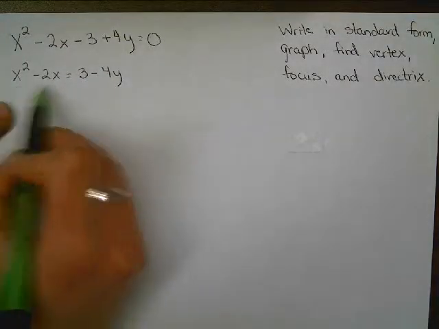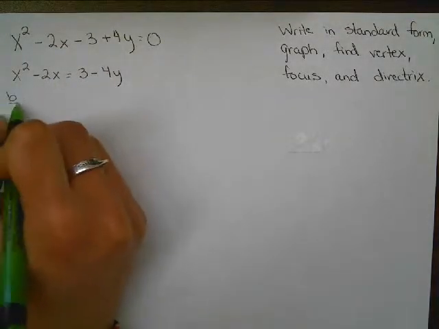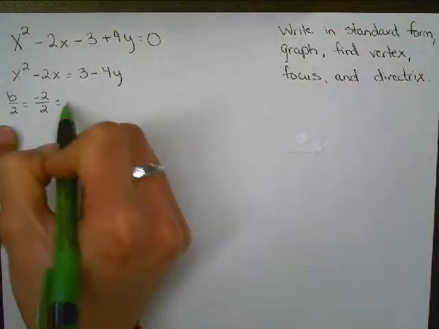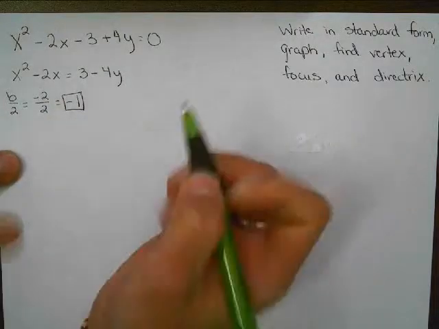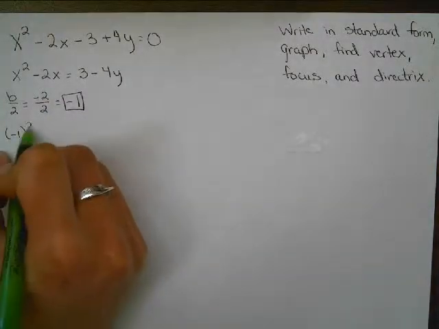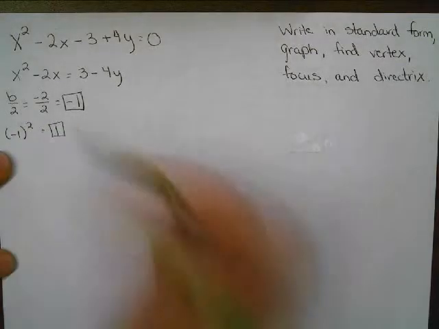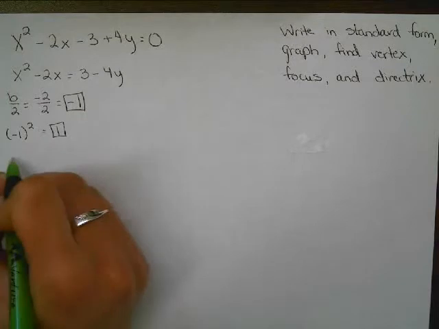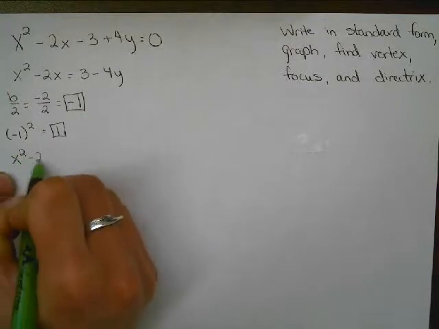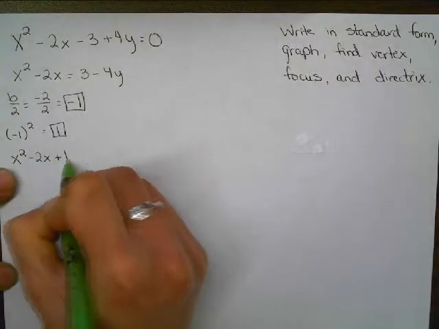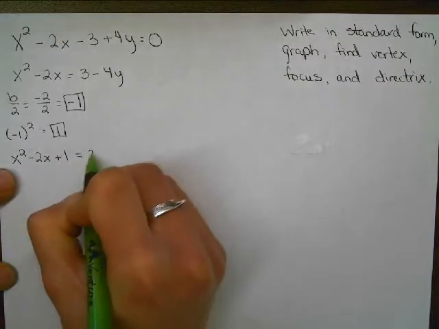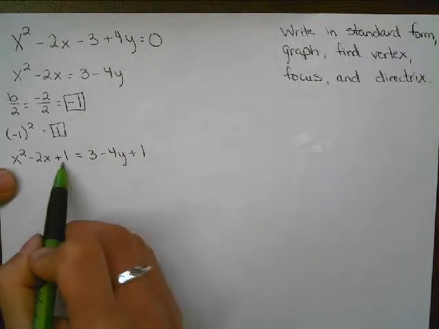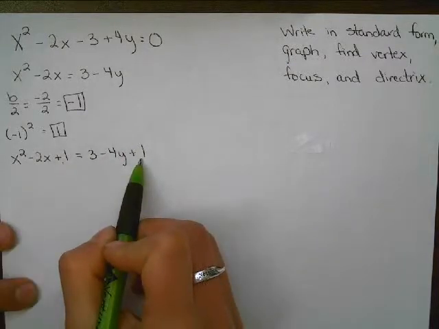And now I'm going to complete the square right here. So I have b over 2, which is going to be negative 2 over 2, which is negative 1. And I have to square that. Negative 1 squared is 1. Remember, anytime you square a negative, you get a positive number. So this ends up being x squared minus 2x plus 1 equals 3 minus 4y plus 1. Because if I add 1 to this side, I have to add 1 to the other side.